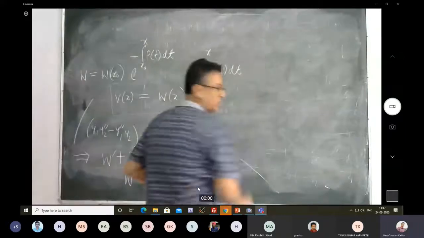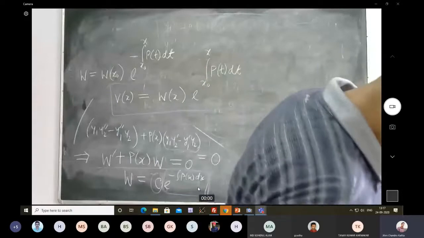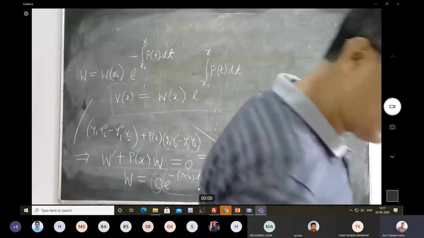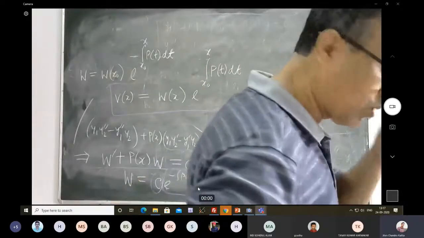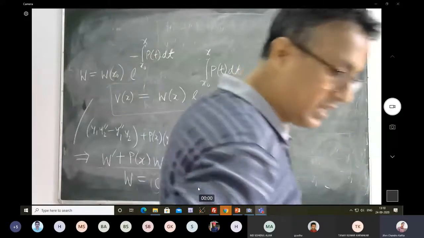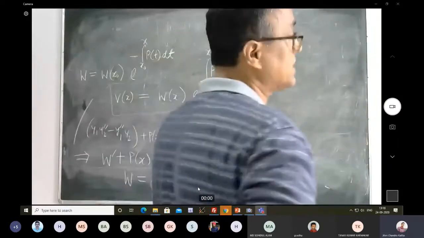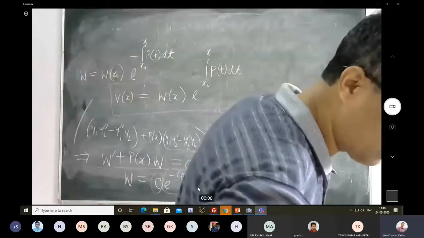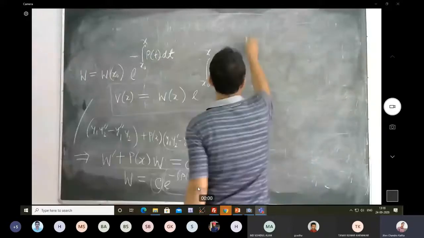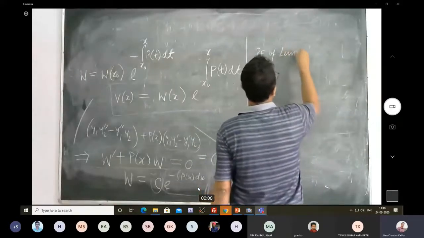So let me do the last part. The last part is pretty straightforward. I have to prove that if y1 and y2 are two solutions of that equation on the interval AB, then they are linearly dependent on this interval if and only if their Wronskian is identically 0. So now this is the proof of lemma 2.